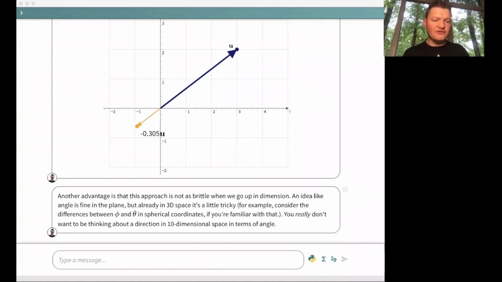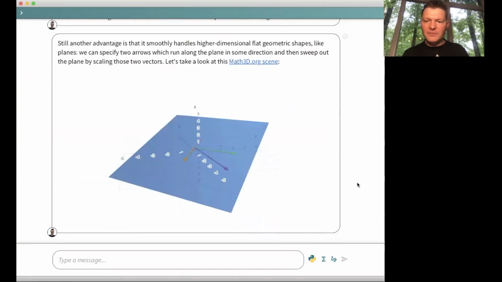Another advantage, which again is not really a factor early on, but as we move into higher dimensions becomes important, is that if the space you're trying to parameterize is higher dimensional, so instead of just a line, let's say you're trying to describe a plane, this method works really nicely. Instead of one vector, we grab two vectors that lie along the shape we're trying to describe, in this case a plane. And then we let both of those vary freely in length, and the sum of those two will sweep out the plane.